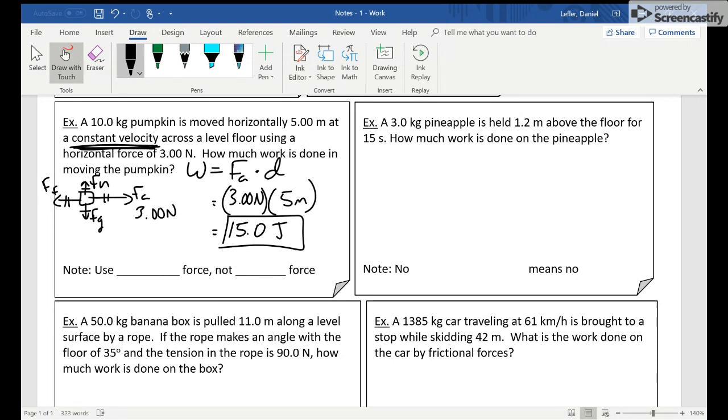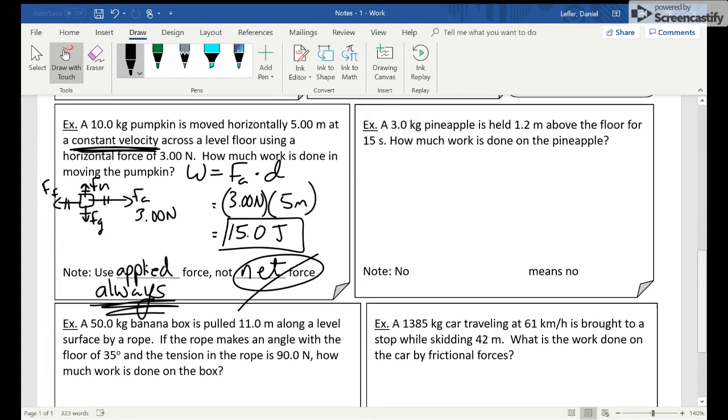So again, the thing to keep in mind, we are using the applied force here. We will always use the applied force, not the net force. So we do not use the net force on these, because then we're doing no work on it, because the net force on this should be 0.